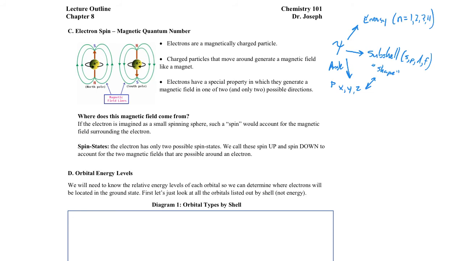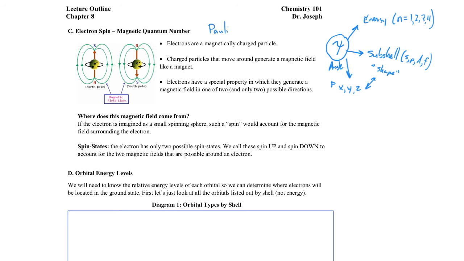Now these aren't the entire things that we need to completely describe an electron. It turns out there's one more thing that we're going to need to use to describe an electron, and it actually doesn't come out of the wave equation. It was discovered, or sort of theorized, first by somebody named Pauli.